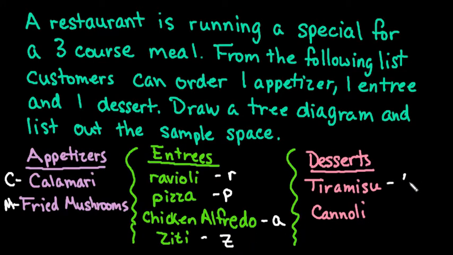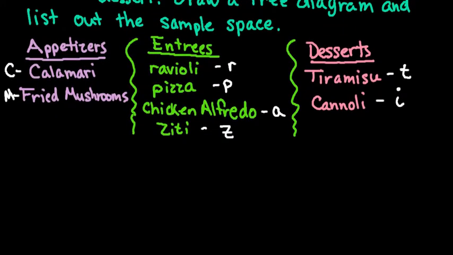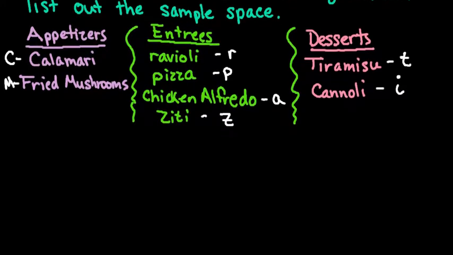And then I'm going to use T for the tiramisu, and because I've already used C for calamari, so we don't get confused, I'm just going to use an I for cannoli since it ends with an I. It was the only one that repeated, so I just had to come up with something. You can call it whatever you need to as long as anybody looking at it knows what you're talking about.